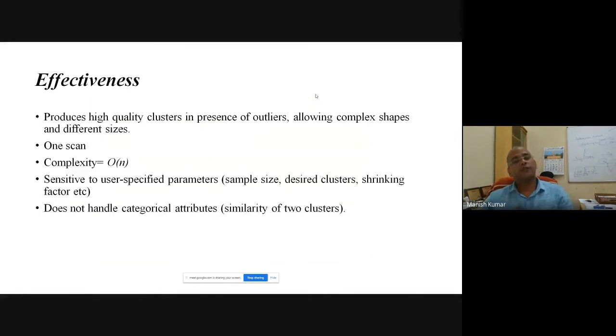As far as effectiveness, it is order of one scan only. Complexity is again order of n, depending upon the number of points. Obviously, it is sensitive to user-defined parameters. You are defining the sample size, the desired clusters you look for, and the shrinking factor. So if you do that wisely, then it is very effective in nature. Obviously, it cannot handle categorical data.